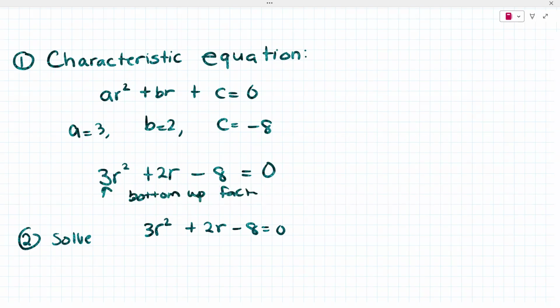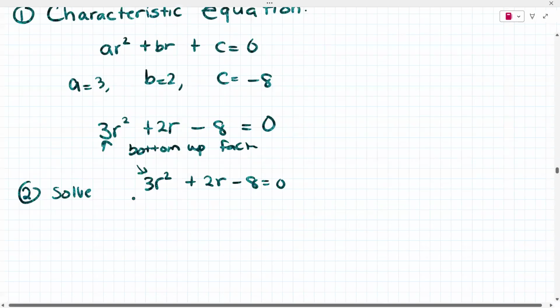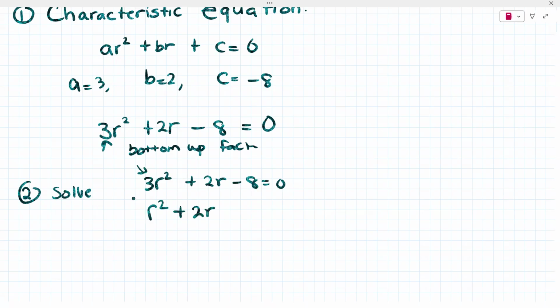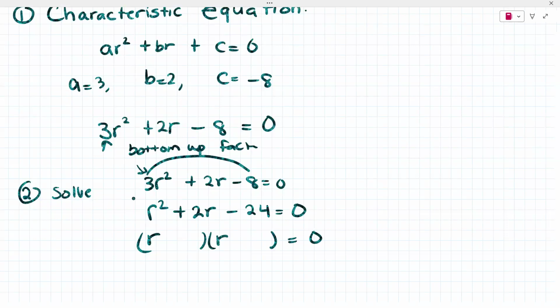So how do you do that? Rewrite the equation as if the 3 does not exist. So it's going to be r squared plus 2r. And then the last term will no longer be negative 8. It's actually 3 times negative 8, which is negative 24. Equals 0. And then just try to factor this regularly. So this is r, r. And what two numbers multiply to negative 24 and when added give you positive 2? I think like 6 and 4.